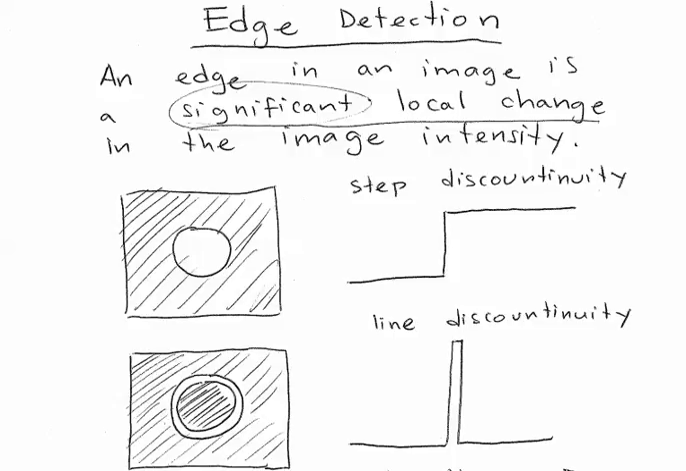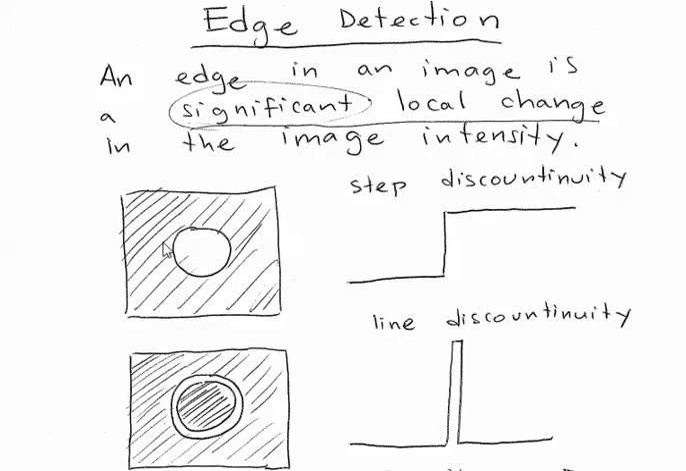Hi, in this tutorial we will study edge detection. We will define an edge in an image as a significant, and look at how I'm highlighting, or I circle the word significant, local change in the image intensity. So look into these examples to see if we get the main idea of the definition.